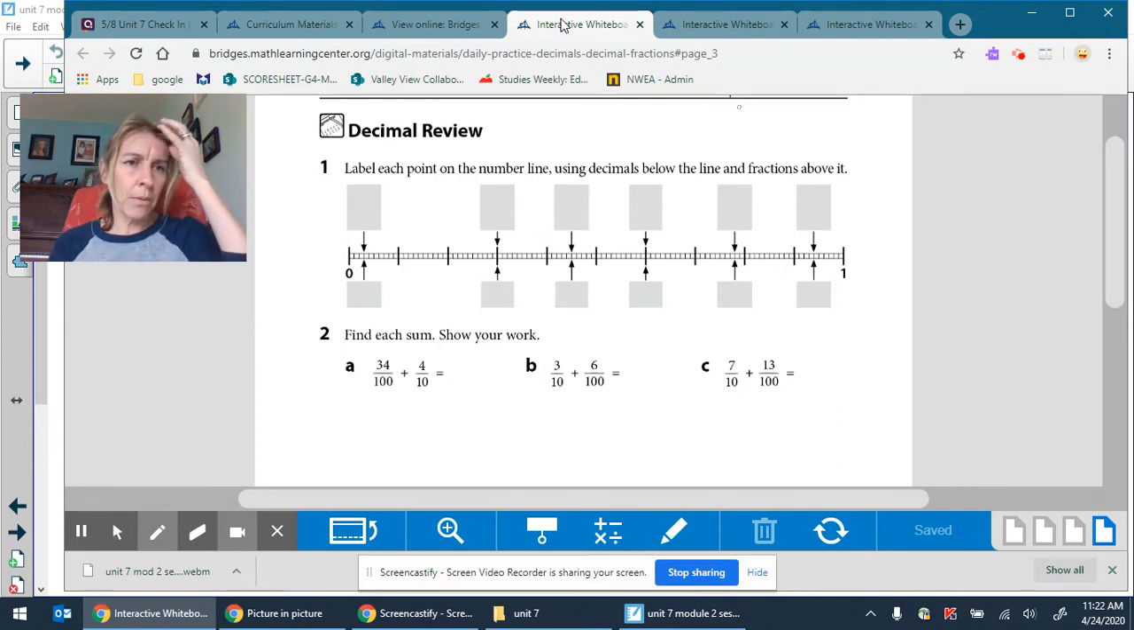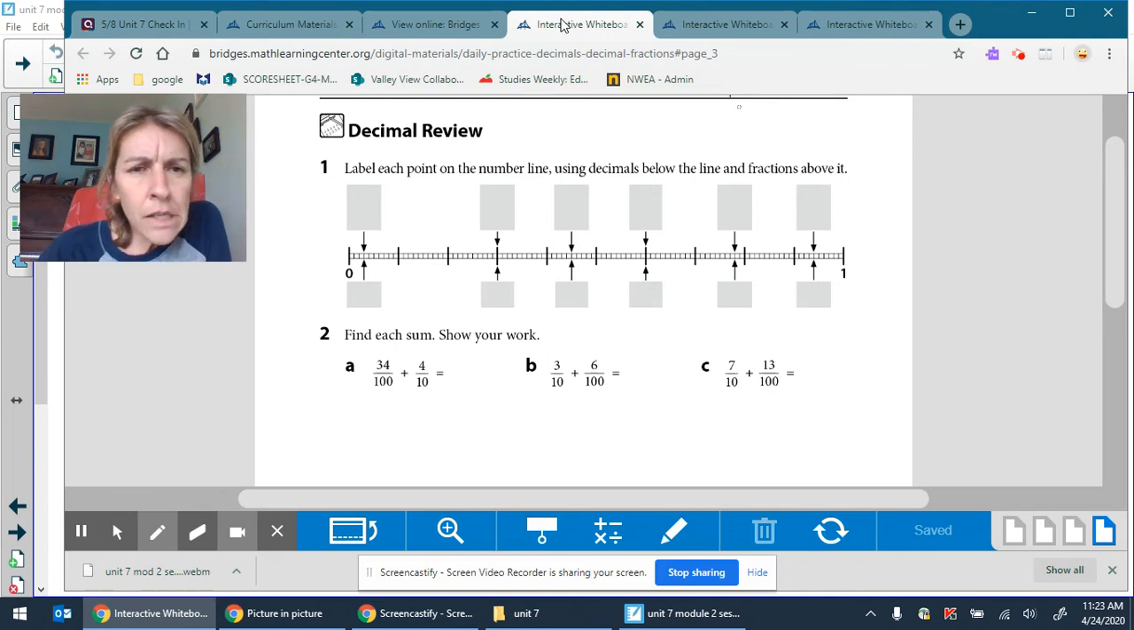So the first part, number 1, it wants you to label each point on the number line. It really wants you to get used to the number line and understand where a fraction and a decimal fall on it, because in between 0 and 1, that's where the fractions fall. So you need to be able to compare them, know the value of them. So label each point on the number line using decimals below the line and fractions above it. Let's do 2 of them, because I want you this time to do it on your own.